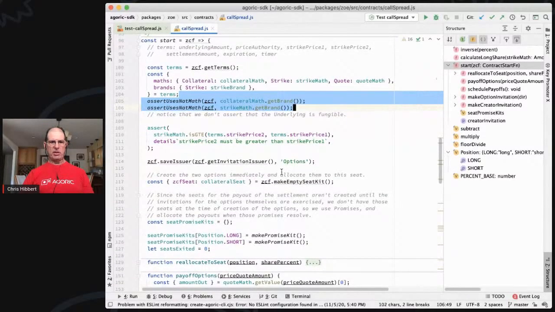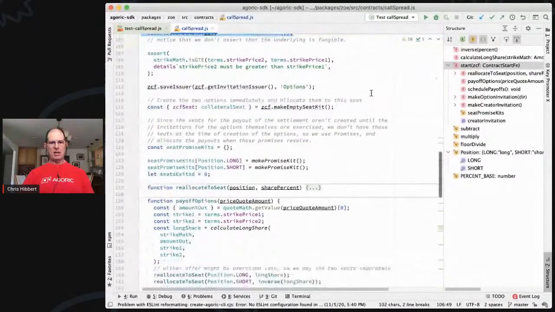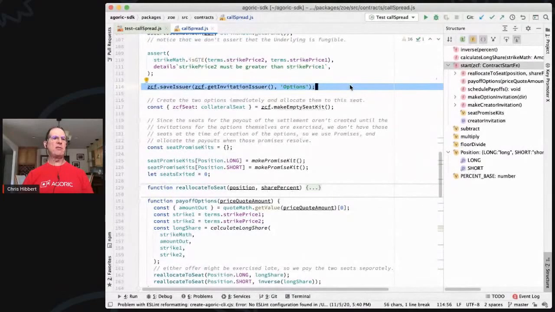I then assert that the strike price 2 is greater than strike price 1. That's just the nature of the call spread option. If you wanted them in the other order, just name them the other way. That's pretty simple. Here we need, we hadn't needed to do this in previous Zoe contracts, but because of the way we're issuing options to the holders of the long position and the short position, the issuer of the invitation needs to be known to Zoe. I may say more about that later.